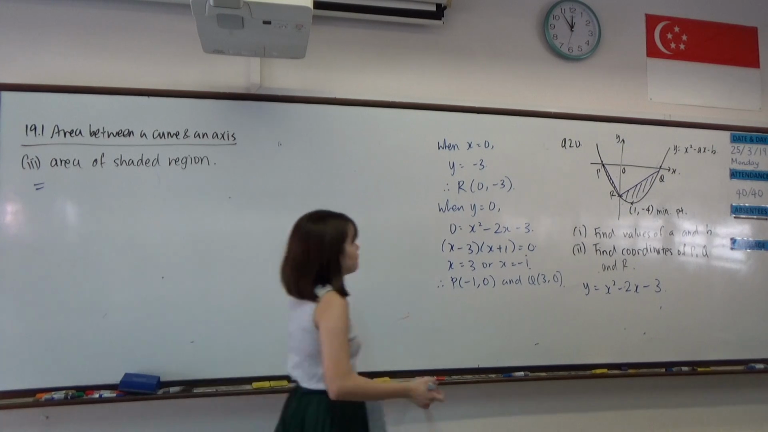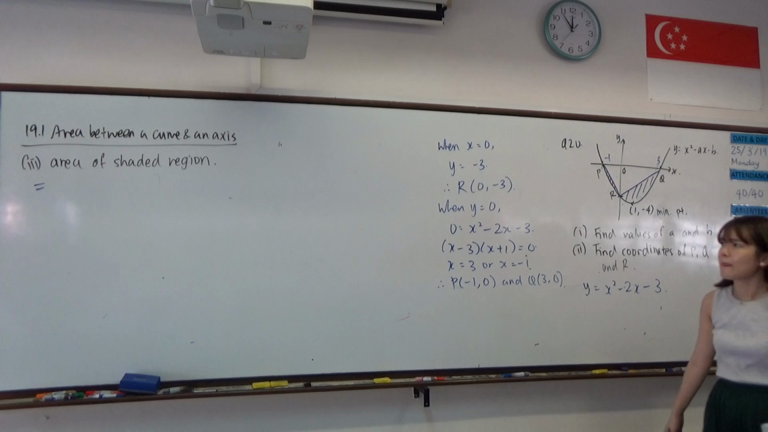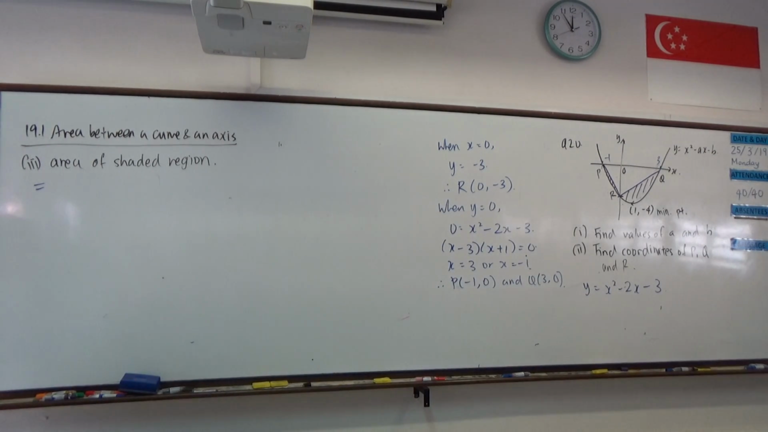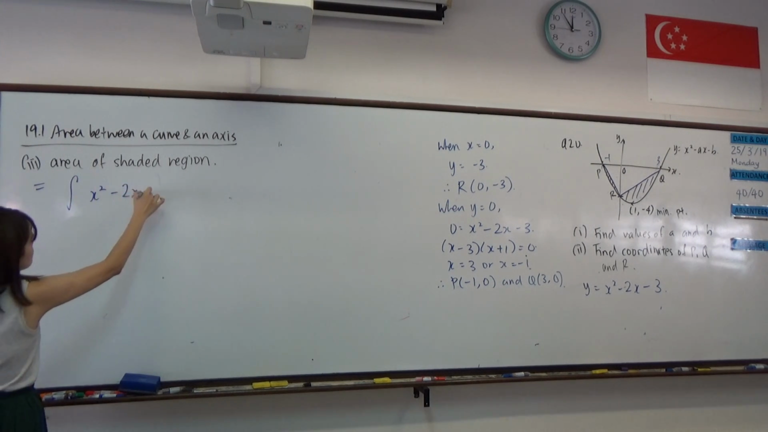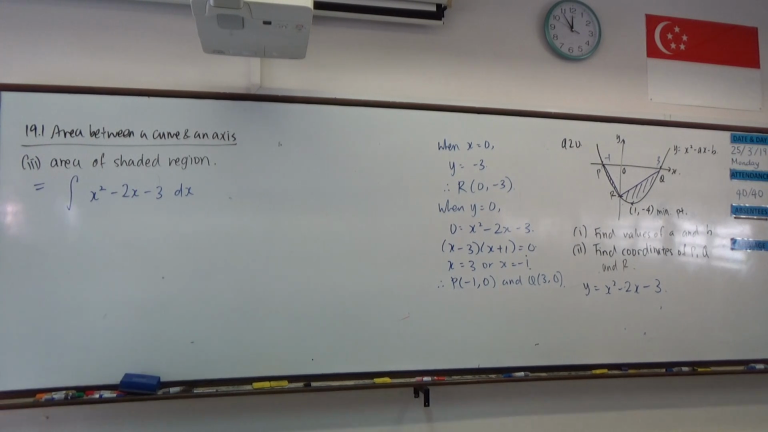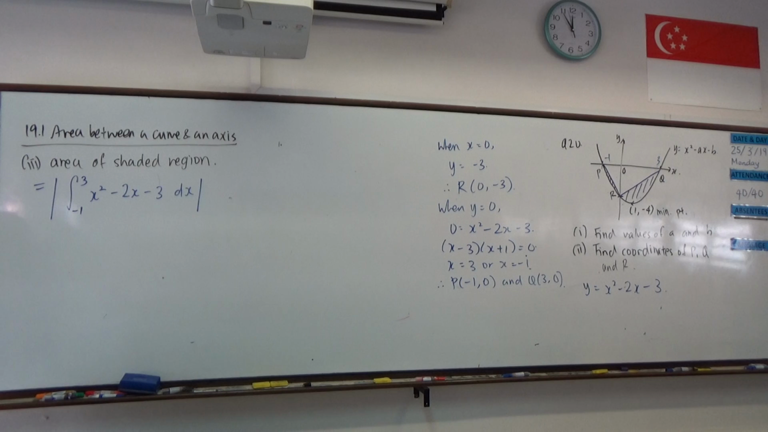This is negative 1, y equals 3, and this one is y equals x. Then integrate: integrate x squared minus 2x minus 3 dx. Okay? Then you define the limits from negative 1 to 3. That's all? Modulus. I must have the modulus, because this is below the x-axis.